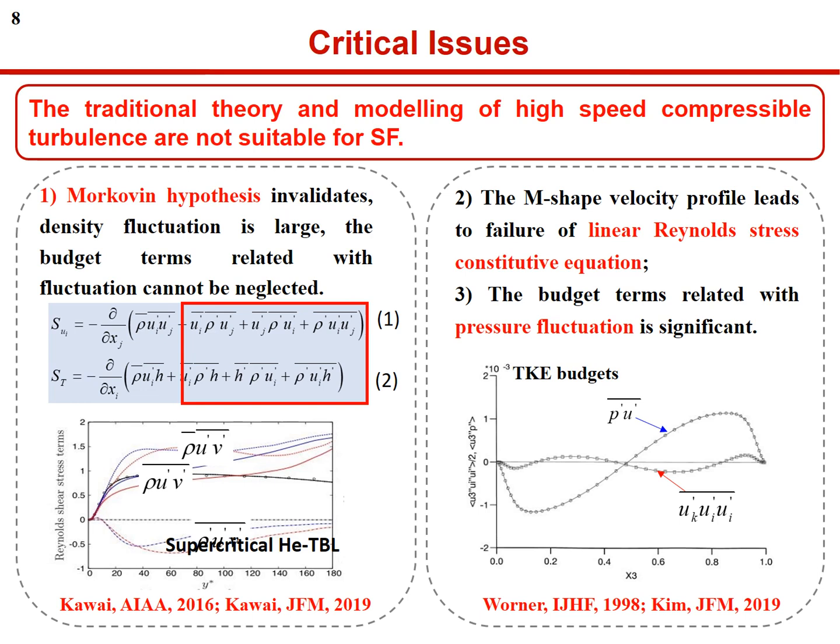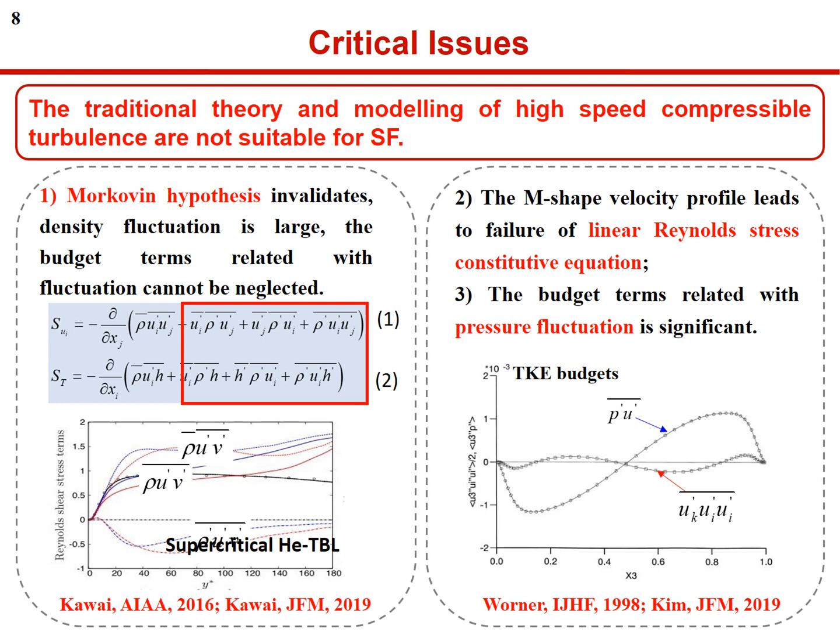In addition, the left figure shows the related Reynolds stress of supercritical helium pipe flow. It is obvious that the terms related to Reynolds stress have big values. Thus, Morkovin's hypothesis of negligible density fluctuation related to Reynolds stress will be invalid for supercritical fluid.